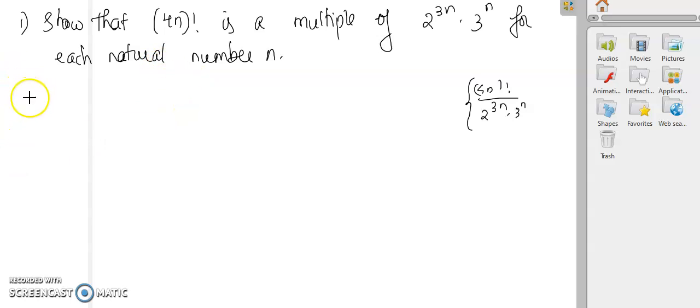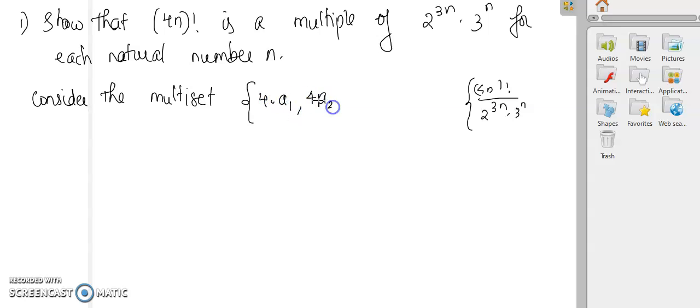Now for this proof, let us consider the multiset 4a1, 4a2, 4a3, etc., 4an. So this is a multiset of n objects a1, a2, etc., an, where each object is repeating 4 times. So a1 is contained 4 times, a2 is contained 4 times, and so on, an is contained 4 times.